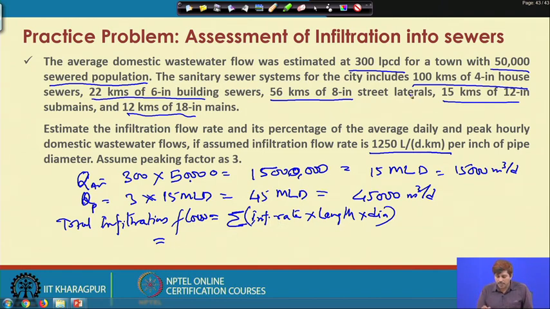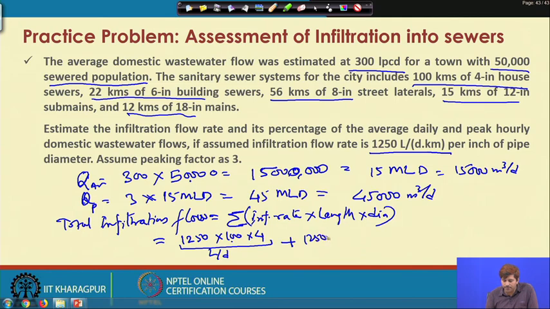Now, if you want to see the total amount of infiltration from here, the infiltration rate is 1250 liters per day per kilometer per inch of pipe, right. The length is 100 kilometers for the first zone, and the pipe diameter is 4 inch. Since the rate was per inch and per kilometer, we multiply with kilometer and inch. The unit we get is liters per day, because we have multiplied the infiltration rate with the length and diameter. This is for one pipe size.